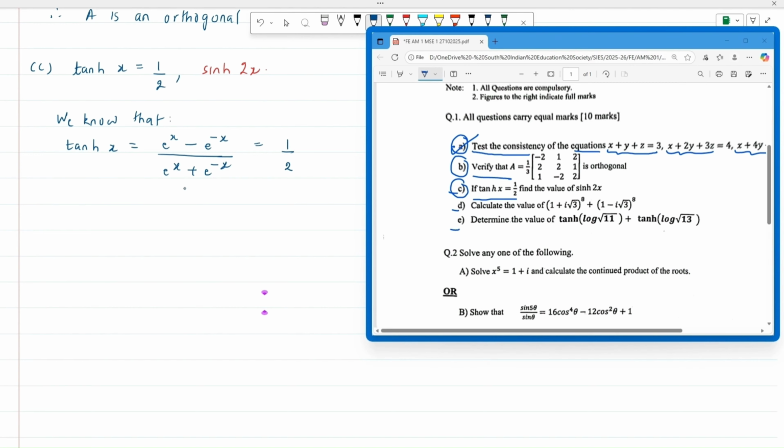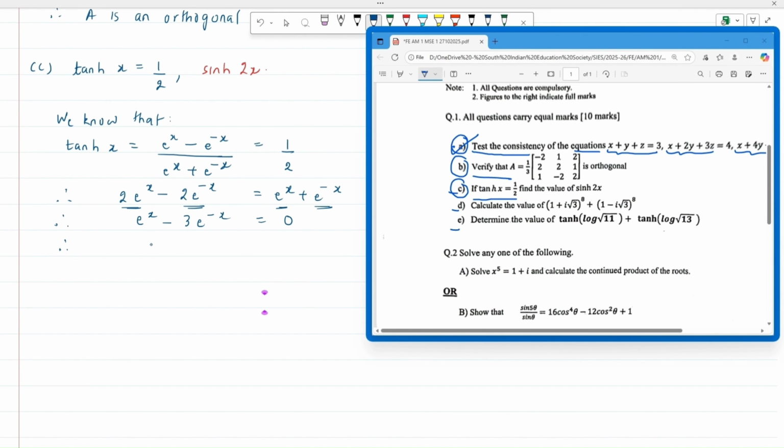Now we'll be working with the middle term and the last term. So on cross multiplying, we will get 2 times e raised to x minus 2 times e raised to negative x is equal to e raised to x plus e raised to negative x. And we can see that these terms could be taken together. This also, so we have got this equals 0.